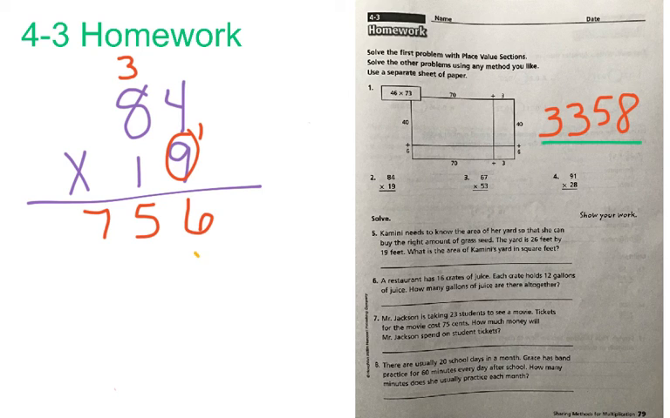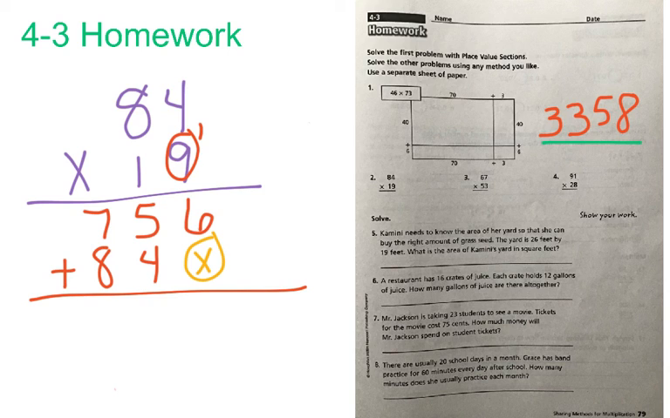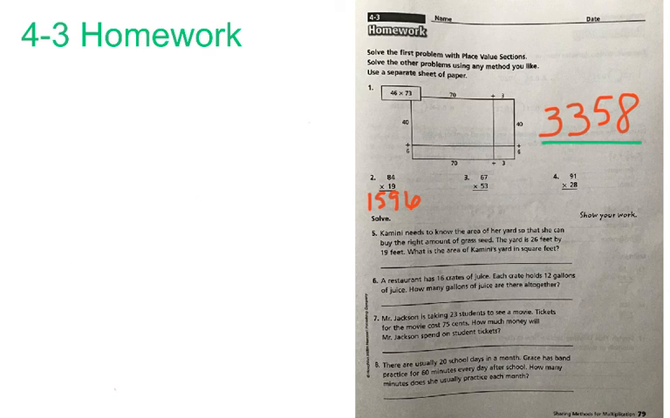I'm going to then put down my placeholder, and I'm going to multiply by 1. 1 times 4 is equal to 4, and 1 times 8 is equal to 8. And now I need to add. 6 plus nothing is 6. 5 plus 4 is equal to 9, and 7 plus 8 is equal to 15. And so my answer is 1,596. Go ahead and complete numbers 3 and 4 on your own.